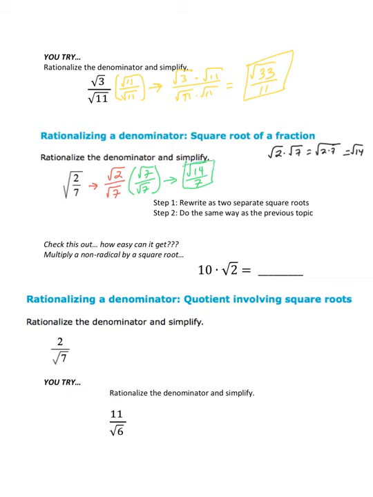Now multiply a non-radical by a square root. Okay, really heavy, complicated stuff. 10 square root of 2. Whew, wow, wipe the brow. Isn't that great? You need a little bit of easy stuff in this.